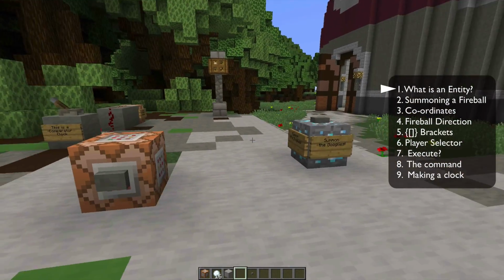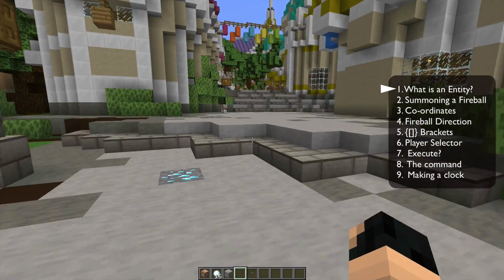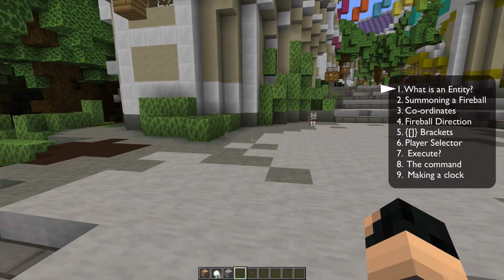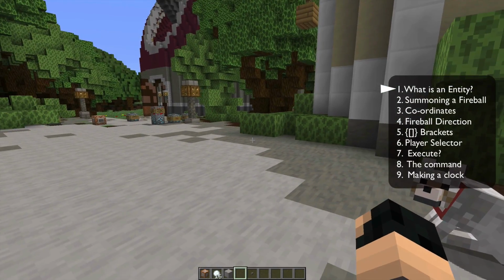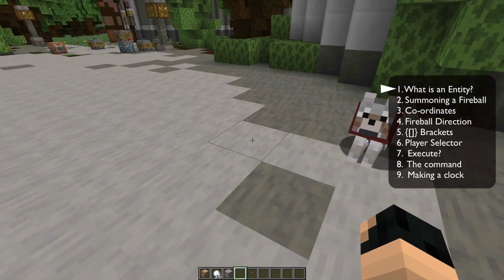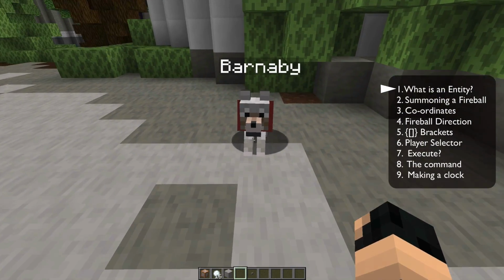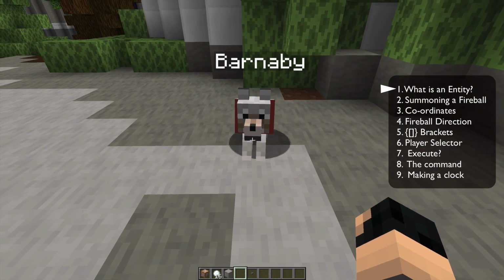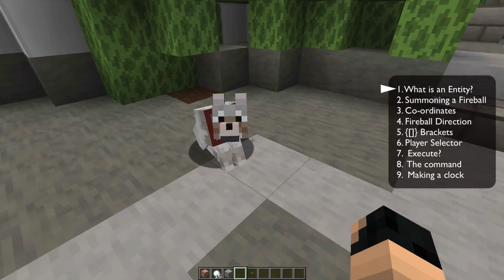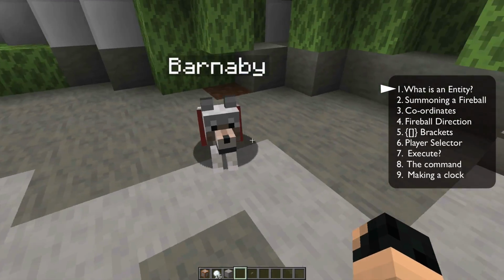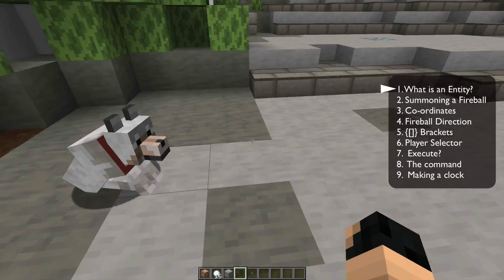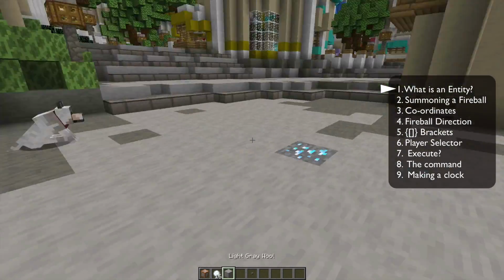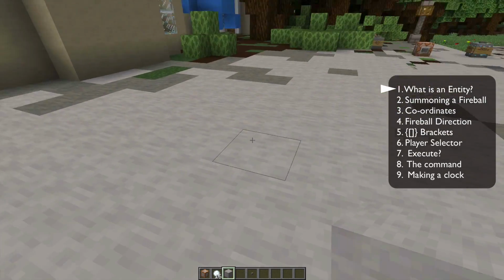Right, now the first thing we need to discuss is entities. Entities are anything that has some kind of logic or artificial intelligence, AI, connected to it. For example, Barnaby over here is a prime example of an entity. As I'm moving around, you'll see he's following me with his eyes. He has movement. I can't actually make him stand up because it's Stampy's dog. So he is an entity. I am an entity as well.